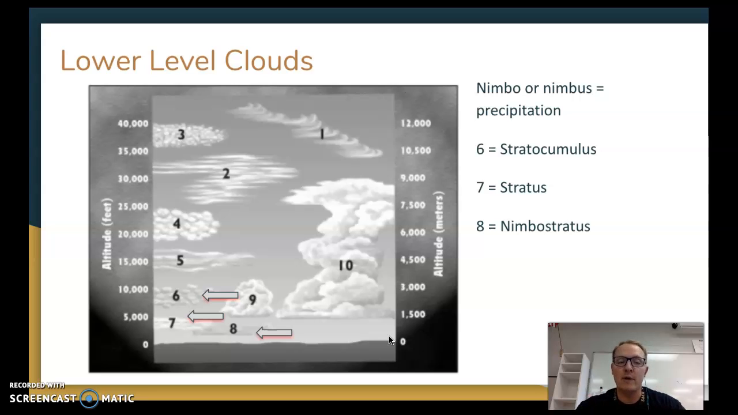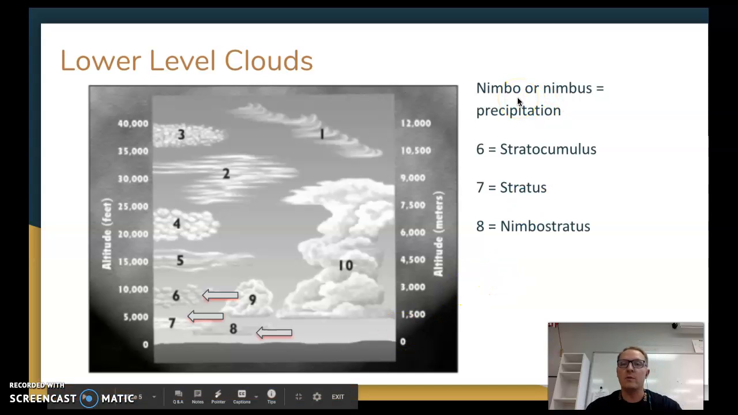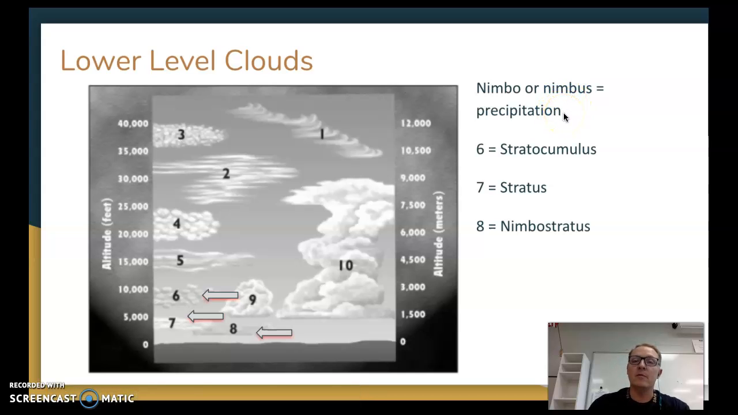It will most likely rain or snow or sleet or hail on you. And so the word nimbo or nimbus suggests that there's going to be some form of precipitation, not always rain. So 8 is a nimbostratus cloud.